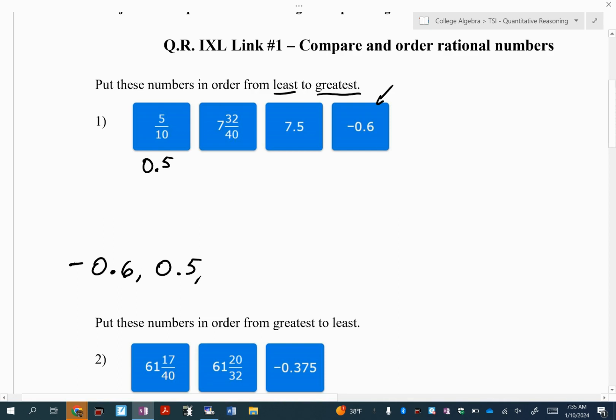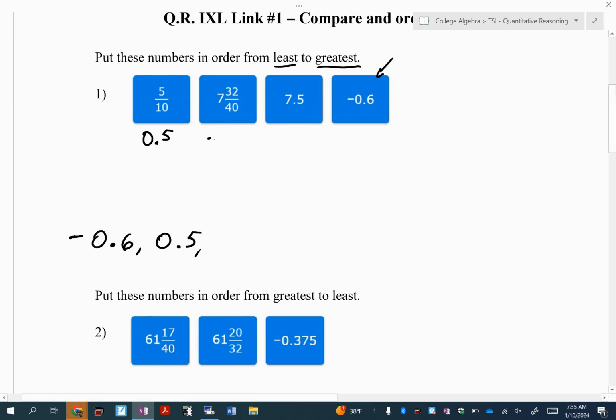So now it comes down to, is 7.5 next or 7 and 32/40ths? I think we can reduce the 32/40ths. Do you know what we can divide both of these by? Somebody said it. 8. What's 32 divided by 8? 4. And what's 40 divided by 8? 5. Do you know what 4/5 is as a decimal? It's 0.8. Very good. So this is really the same as 7.8.